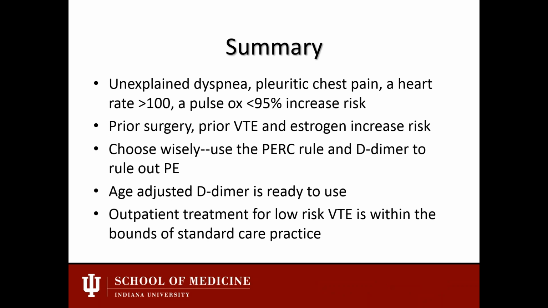So in summary, unexplained dyspnea, pleuritic chest pain, heart rate greater than 100, or a pulse ox less than 95 increase the risk. Prior surgery, prior VTE, and estrogen increase risk. Choose wisely when it comes to excluding PE. Use the PERC rule in those that have gestalt low risk, and a D-dimer for those that flunk the PERC rule or have a non-high, PE-unlikely pretest probability. I believe the age-adjusted D-dimer is ready for use. And outpatient treatment for low-risk VTE is within the bounds of standard of care practice here and today.